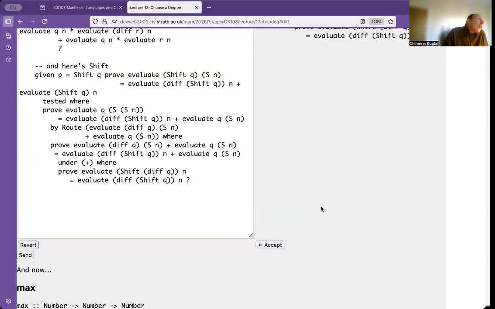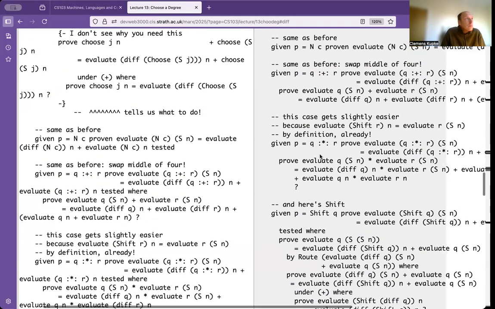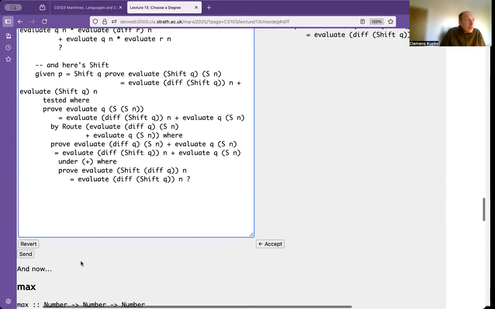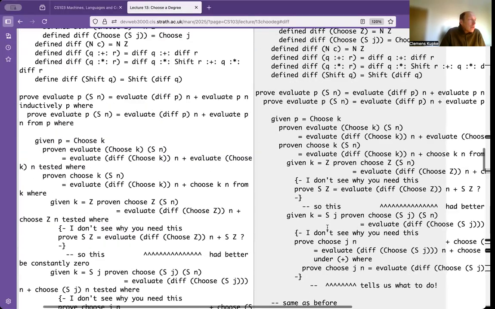There was a problem where in order to do the right under plus move, you had to replace 0 by 0 plus 0. And ask is completely cool with that because ask can add. So what this is telling us, straightforwardly, is that we had better define diff of shift q to be shift of diff q. Let's do that. And then we press send.